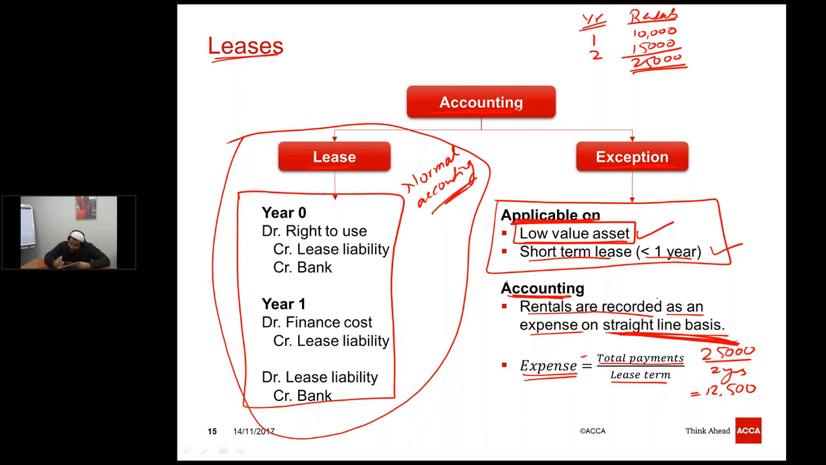So this exception is applicable to a low value asset or a short-term lease. If any one of the cases is there, then the exception will apply. If the lease is of a low value asset, the exception will apply. If the lease is less than a year, even with high value, the exception will still apply. Both conditions do not need to be met, a single condition is enough. The accounting is going to be an expense of the total payment divided by the lease term.